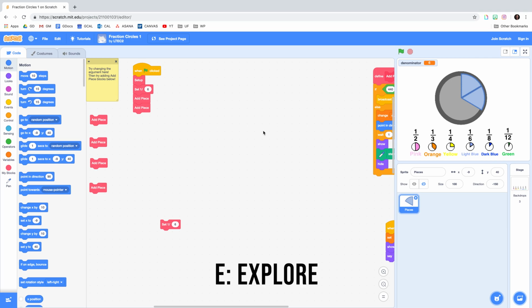The last step, E, stands for Explore. This is where students can change the script to actually see what happens. In this case, it's set to 1/6 and to add 2 pieces, which is how we got our 2/6 over here. If I wanted to change it, I could say 1/3 and keep the add 2 pieces. Clicking the green flag toward the top right-hand corner will actually play through my newly modified project. In this case, it'll show 2/3.